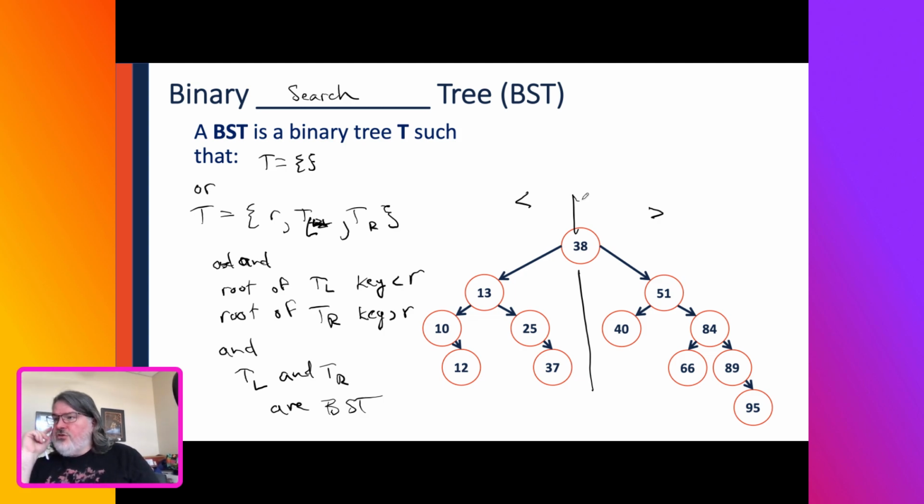If the child of 25 was greater than 38, would it still be a binary search tree? No, it would not. What's the advantage of this over a sorted list and array? We're going to get there. But so there's our structure.